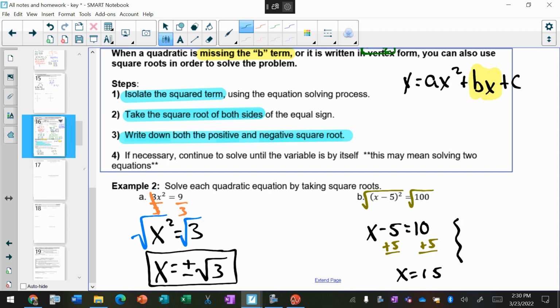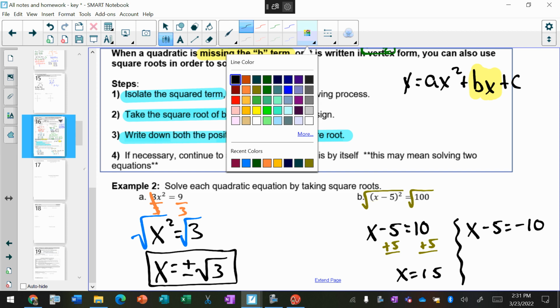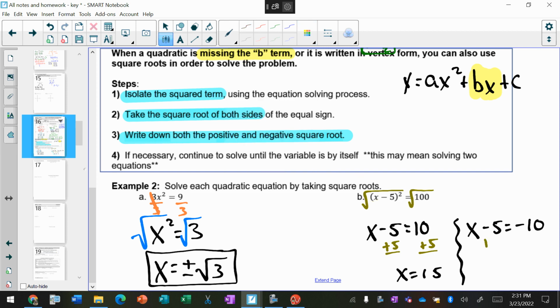But we also have to consider that when we did the square root of 100, it could have possibly been negative 10 times negative 10 that created that 100. So that's where we get our second root from. So we're going to add 5 to both sides to cancel out the 5s. But then that means our second possible root is negative 5.